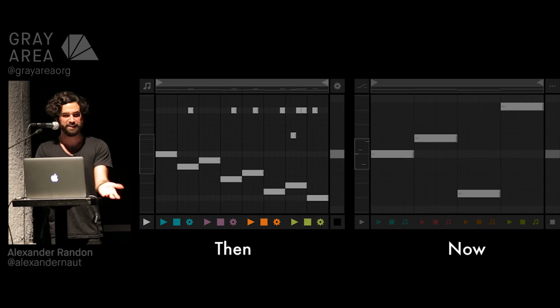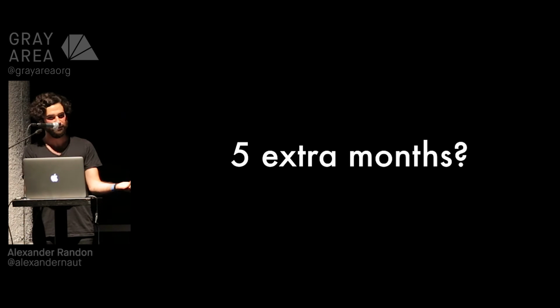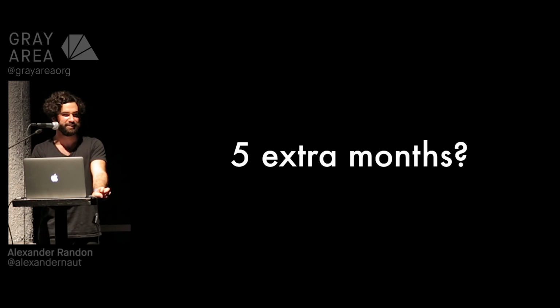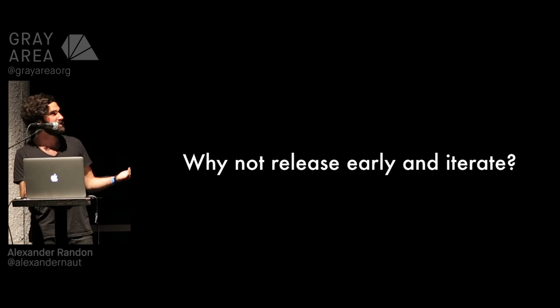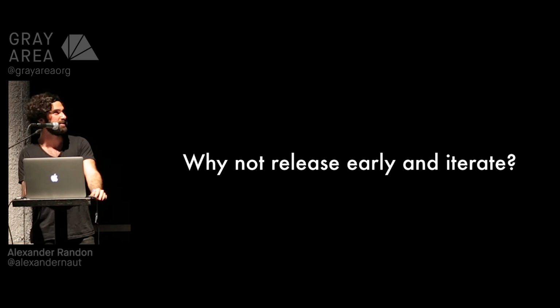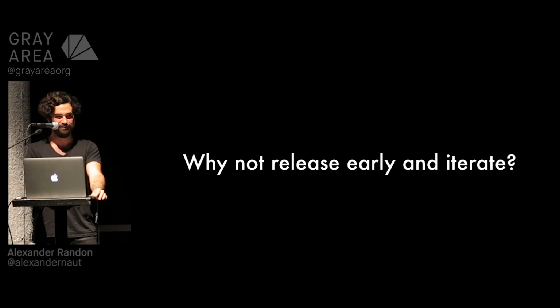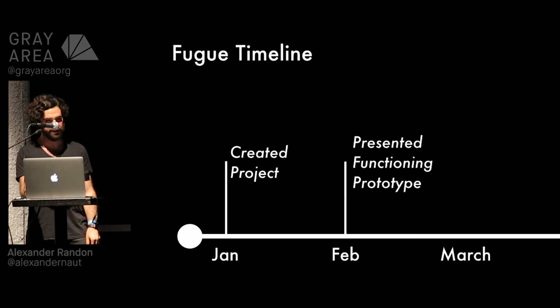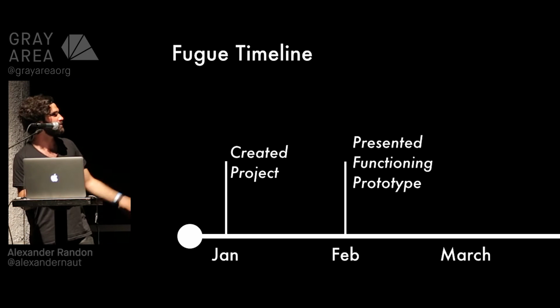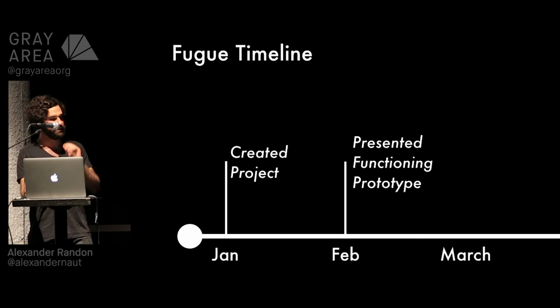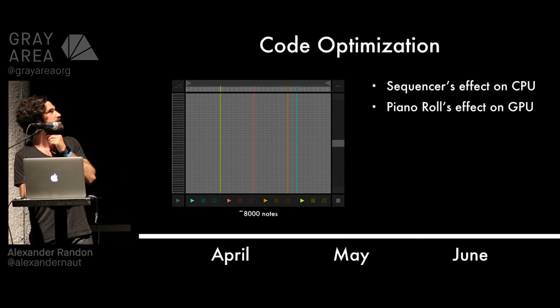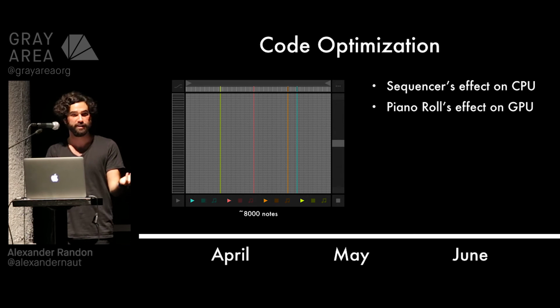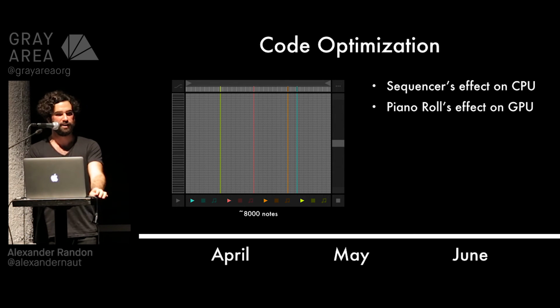So what exactly did I spend these 5 extra months doing, right? And why not release early and iterate is what some of my San Francisco friends ask me often. All right, so to answer that question, let's go back over here to the timeline and move forward a little bit since we have it. And so to answer the first question, what was I doing over those 5 months? Most of that time was spent optimizing the code.